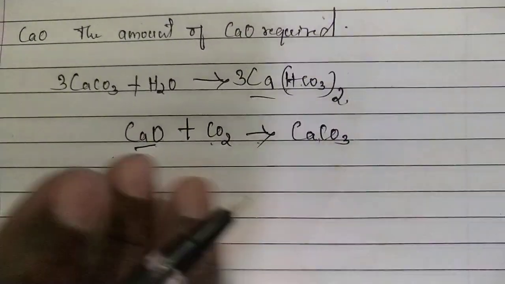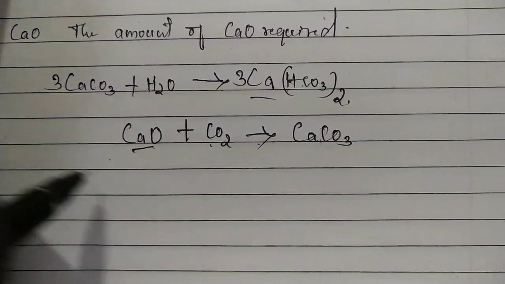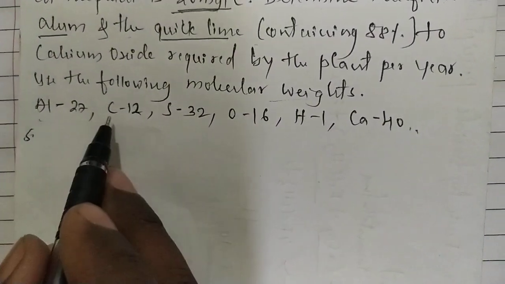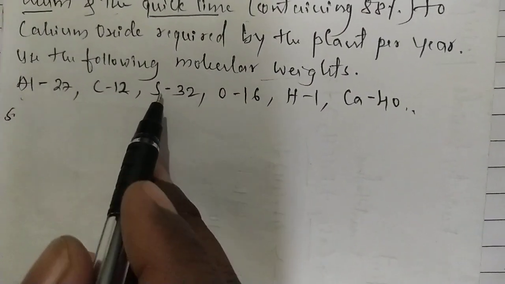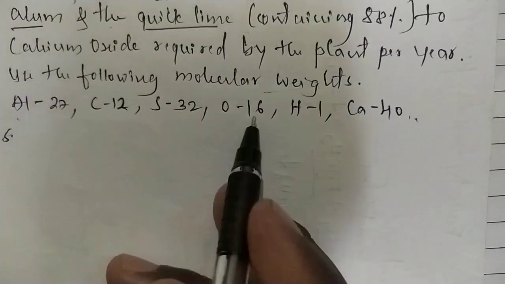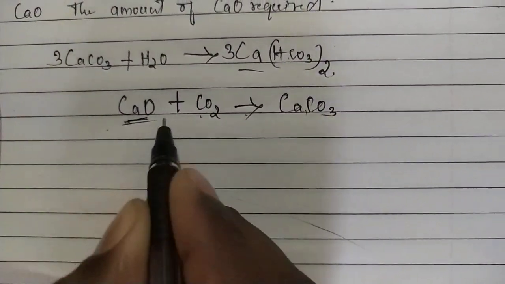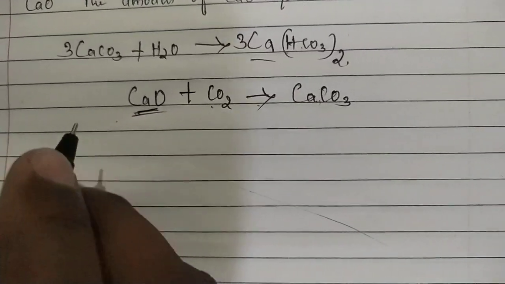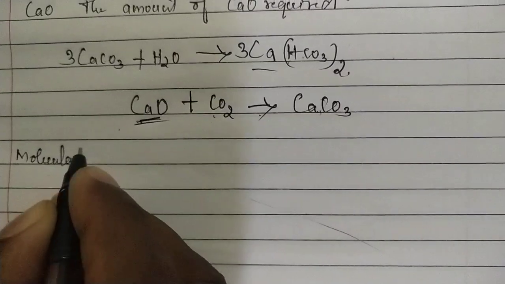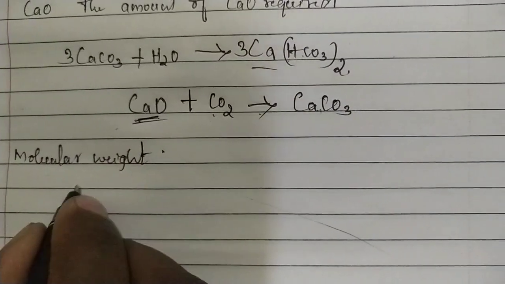Okay, so in the question they have given the molecular weights of the particular compounds, that is aluminium, carbon, sulfur, oxygen, hydrogen, calcium. So these are the molecular weights they have given. So first you have to find out the amount of quicklime. You have to find out first the molecular weight.